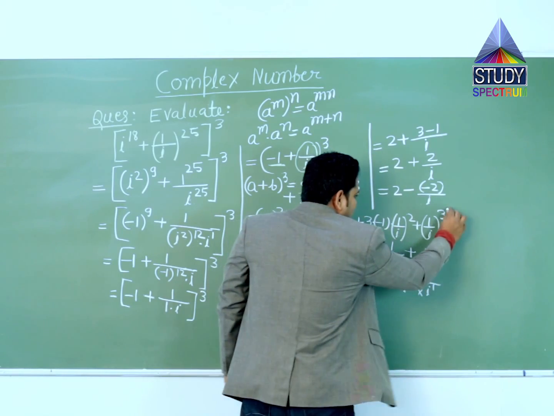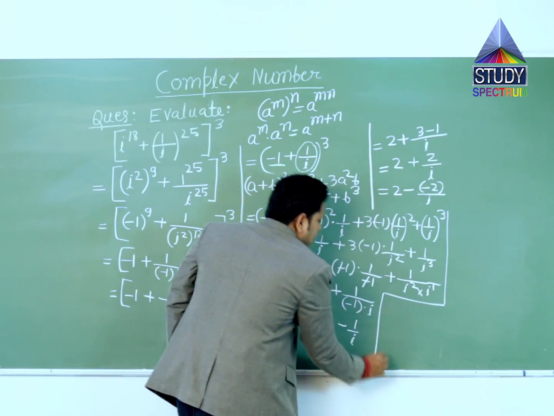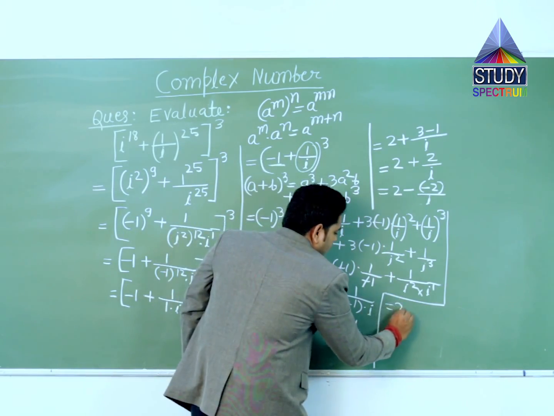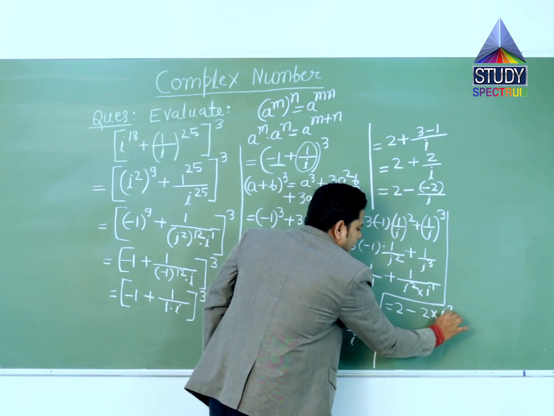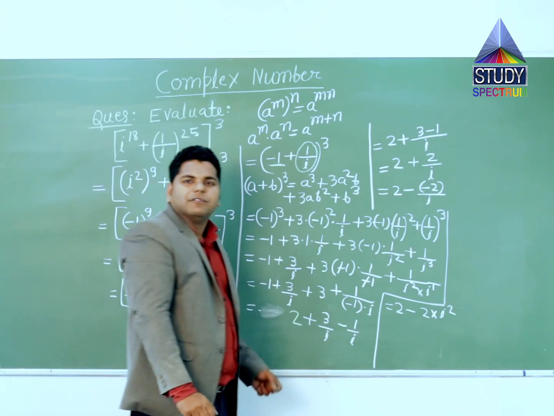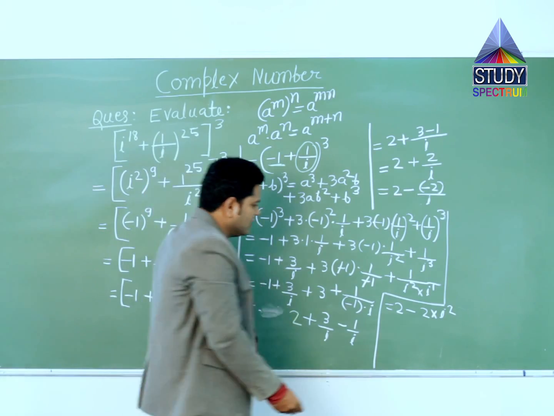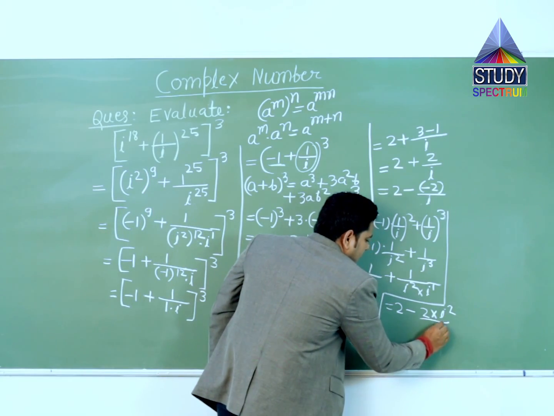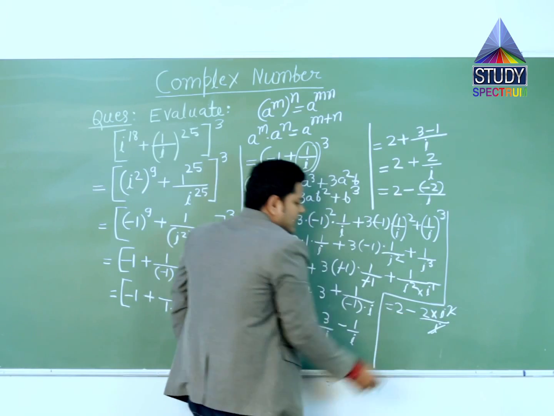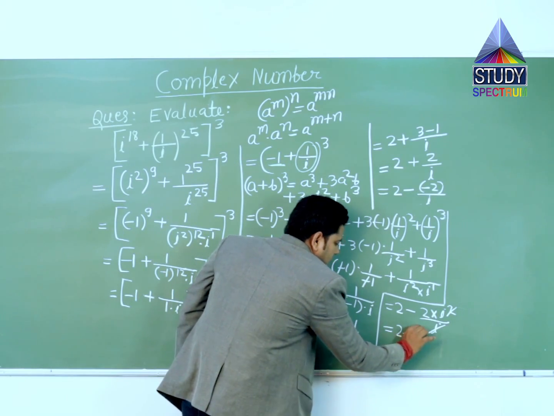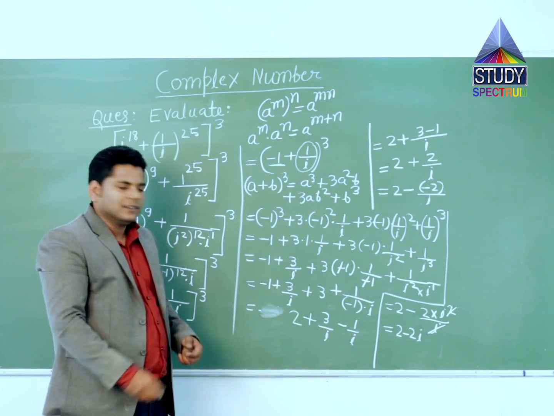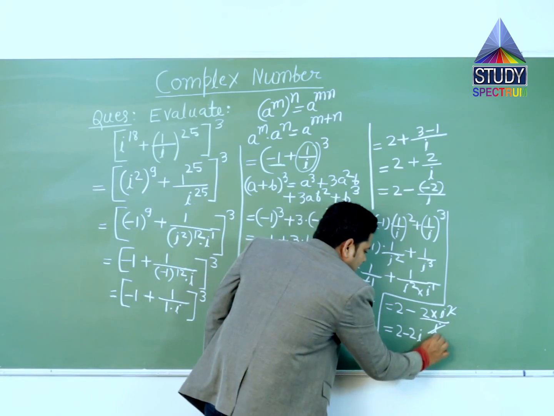So we can write now, here it is 2 minus 2 into i square, because minus 1 is there, and we can write i square equal to minus 1 by i. So 1 i and 1 i will be cancelled out, so you are left with 2 minus 2i. This is our final answer.